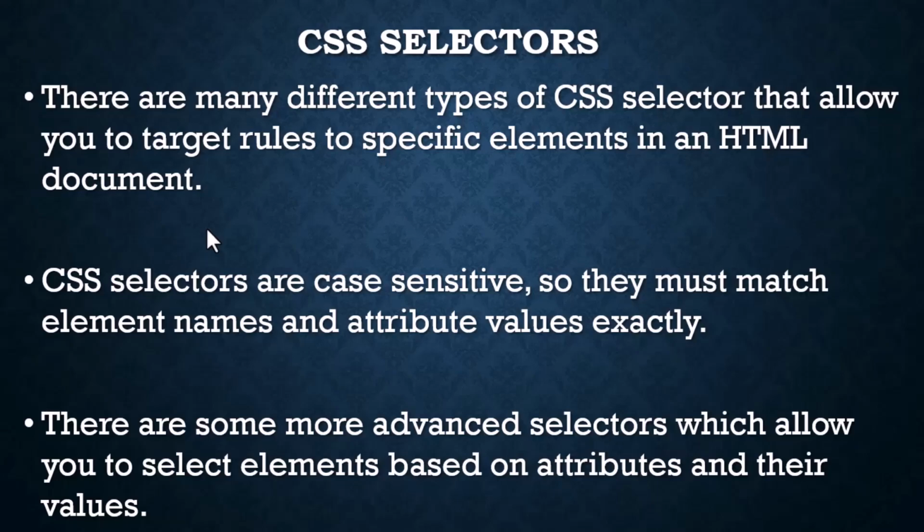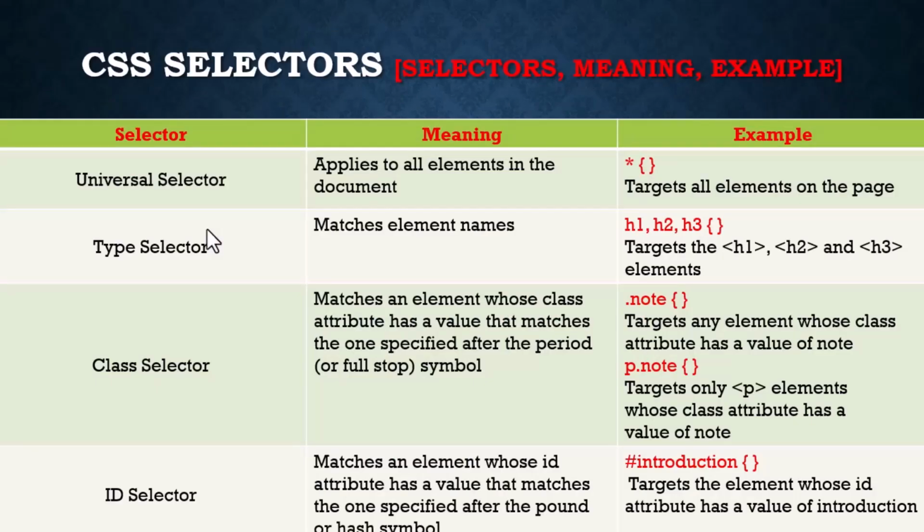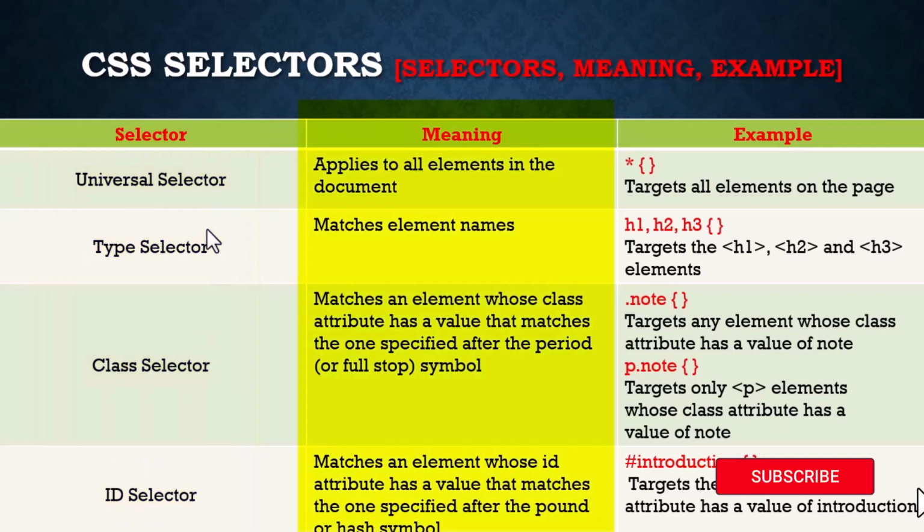Other than that, you'll be styling different elements that we are not ready to change its value. And there are some advanced selectors which allow you to select elements based on attributes and their values. We will explain all those very soon. Now look at this 3-column table. This 3-column table has selectors in the first column, the meaning of those selectors, and an example is given. Okay, if you want to apply those particular rules.